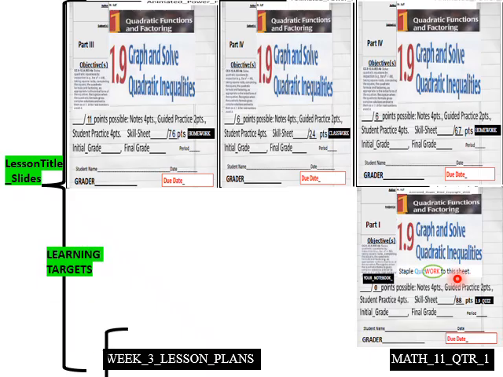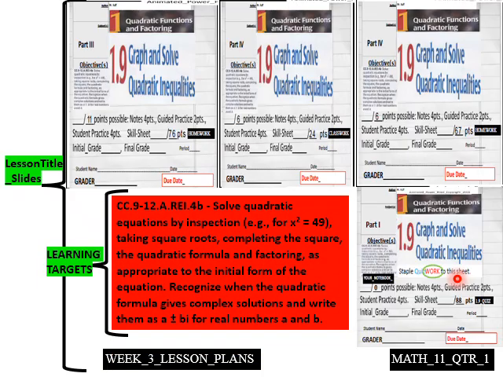And what else? We have learning targets, I guess. More learning targets. Again, we have: solve quadratic equations by inspection, taking square roots, completing the square, the quadratic formula, and factoring as appropriate to the initial form of the equation. Recognize when the quadratic formula gives complex solutions and write them as a plus bi for real numbers a and b. And animated PowerPoint math videos at AOL.com for questions and course materials.